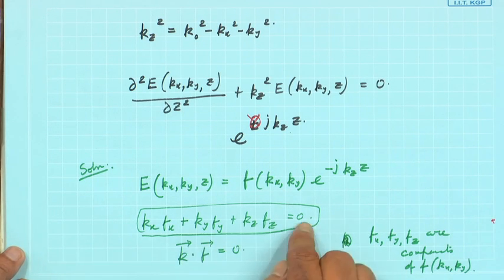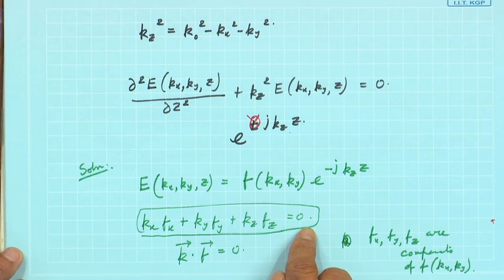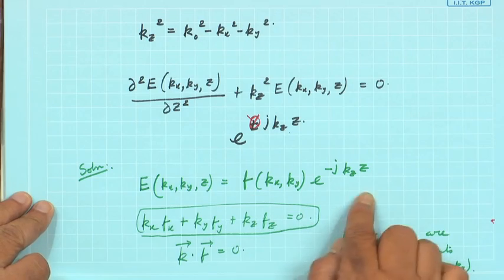Now, why is this so? Actually, if you look back, where did this equation come from? This equation came from the restriction on the radiated field, that its divergence should be 0. So, that vanishing divergence put this condition that F's three components are not independent, actually there are only 2 degrees of freedom there. Okay?